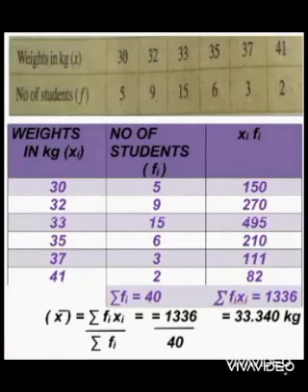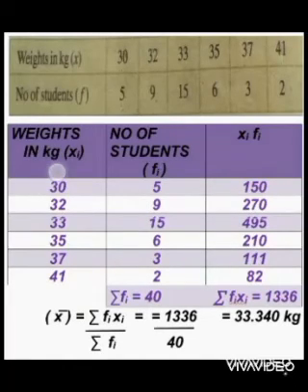See the question here, children. I have made one column, weight in kgs, which is x here. So the observations are 30, 32, 33, 35 and so on up to 41. Next column is what, children? Number of students, frequency: 5, 9, 15, 6, 3, 2. Next column, what do you have to do here? Fi into xi. You have to multiply frequency into observation, fi into xi.